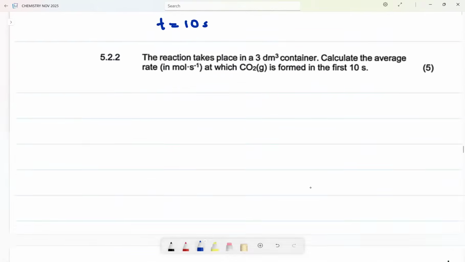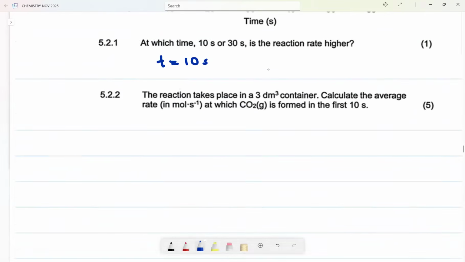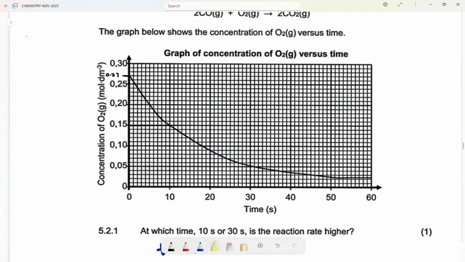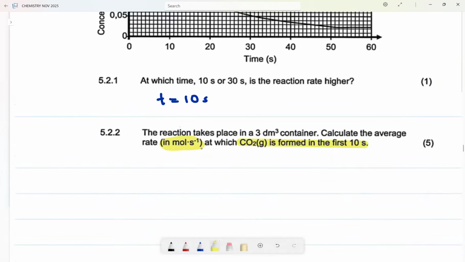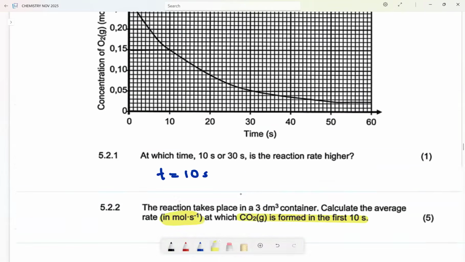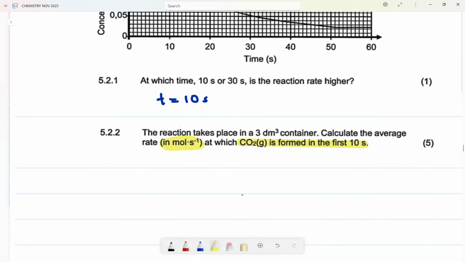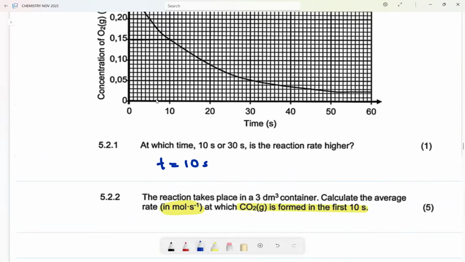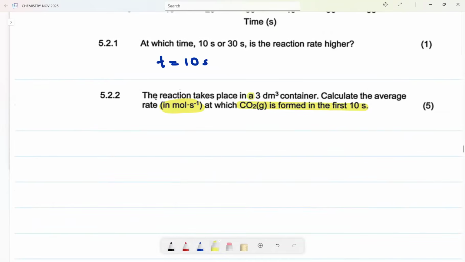And then 5.2.2 says the reaction takes place in a 3 decimeter cubed container. Calculate the average rate in mole per second at which carbon dioxide is formed in the first 10 seconds. But here we have a graph of oxygen. Since they want the rate in moles per second, we need to find the number of moles of carbon dioxide. How can we find that? We can use the O2 that we see here to convert to number of moles.